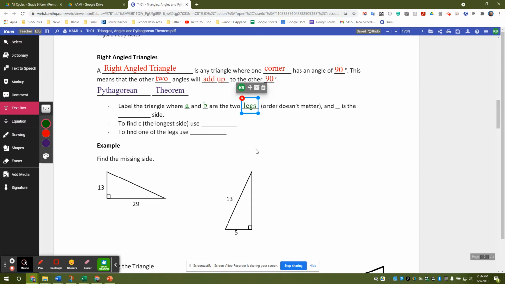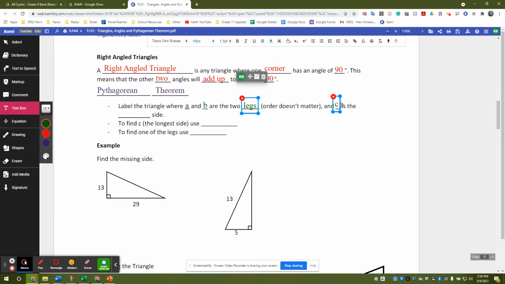Now again, order does not matter. Order is completely voluntary on your part. You can say that A is the top one and B is the bottom, or vice versa. It doesn't matter when it comes to doing calculations. The final side is important and it does matter, and that is C. So C is our third side.